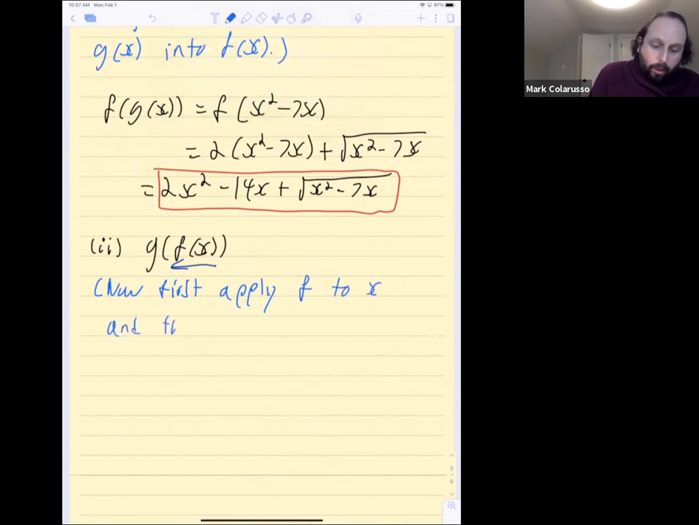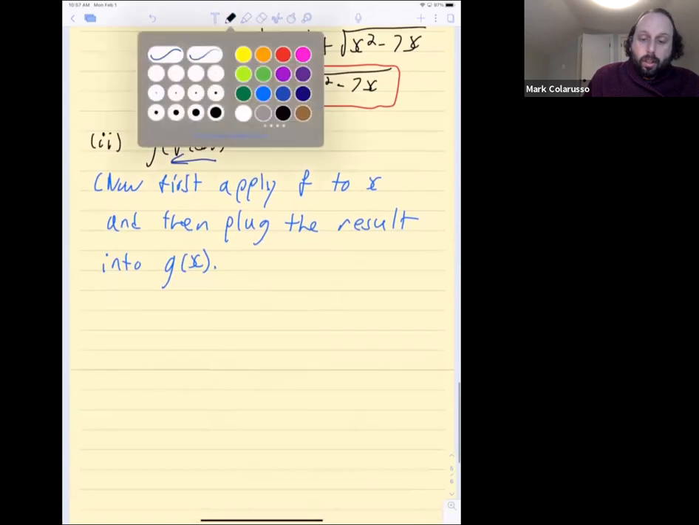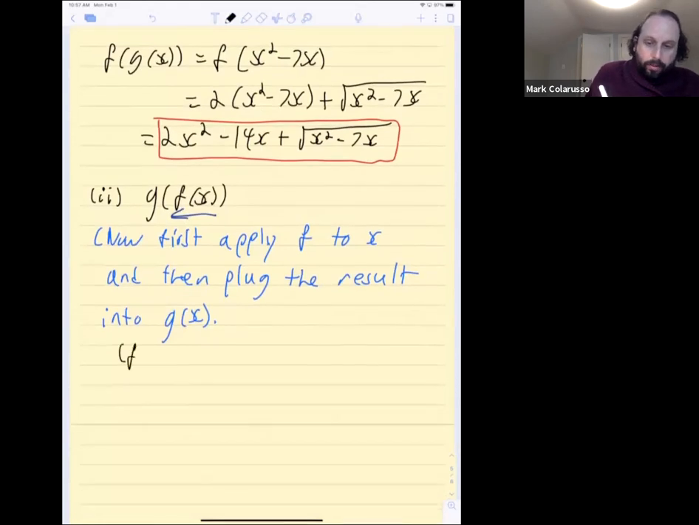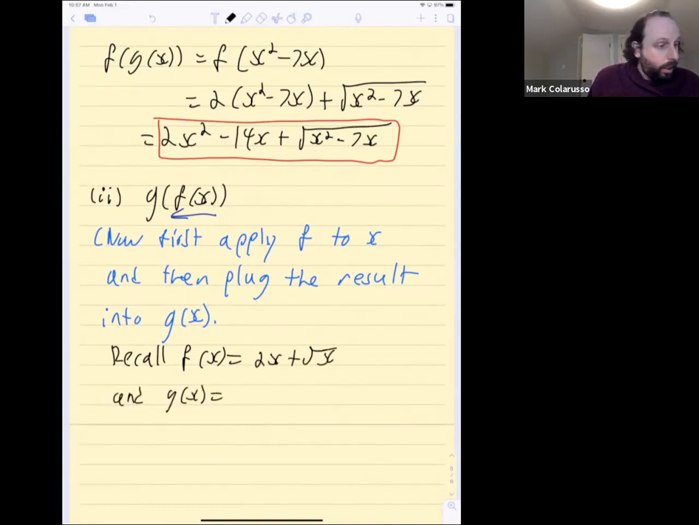And then plug the results into g at x. Okay, so our f, remember, what was our f? I'll just rewrite them here so you don't have to scroll up. Recall f at x is 2x plus root x, and g at x was this guy, x squared minus 7x.